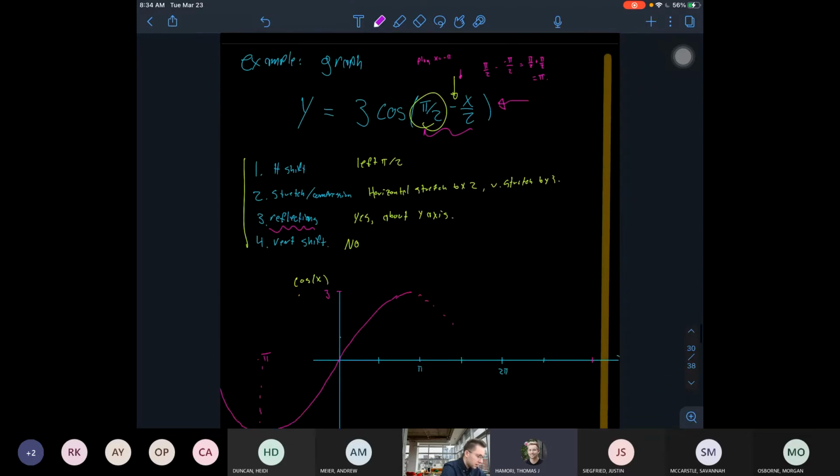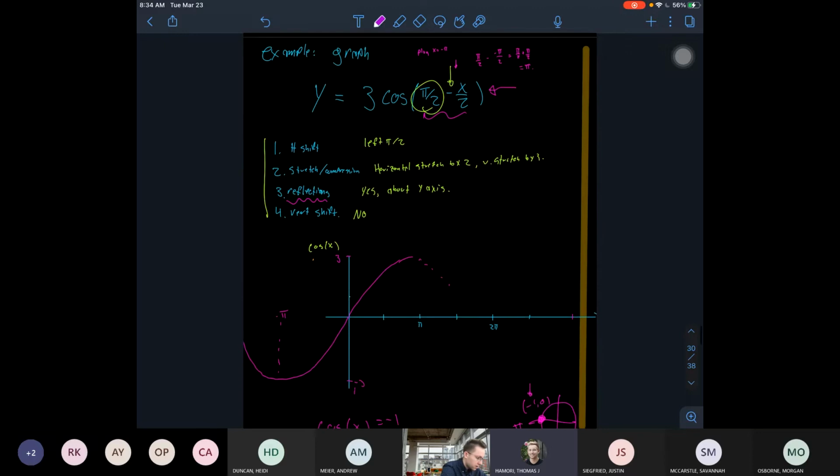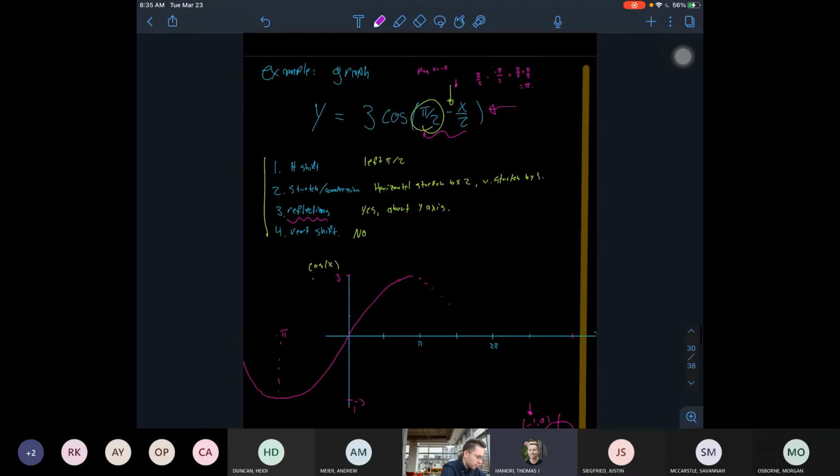And then the last thing we talked about was, finally, let's put this all together and graph one of these really bad looking trig functions. This one had a vertical stretch, a horizontal stretch, a horizontal shift, a y-axis reflection. I think that's it. No vertical shift. The way we do this is we start with the graph of cosine.